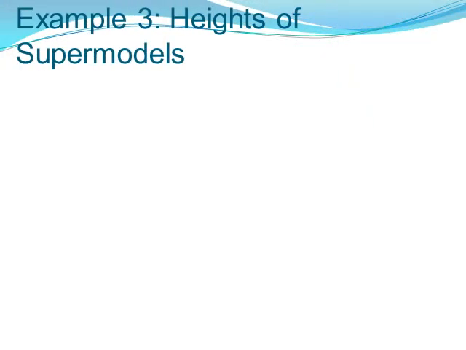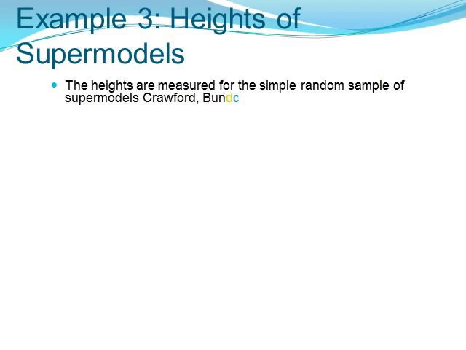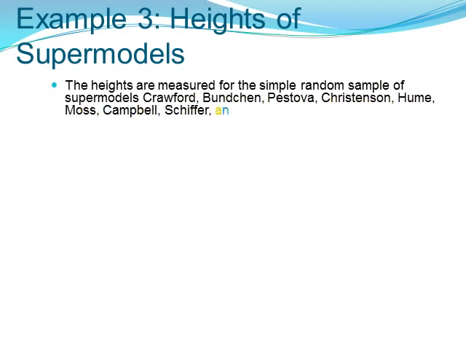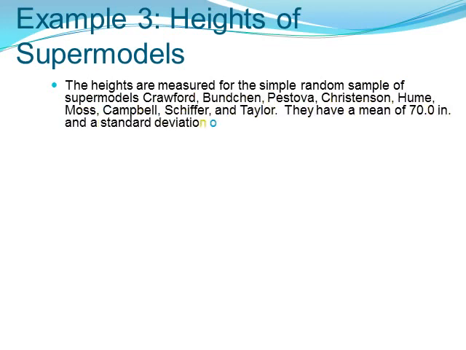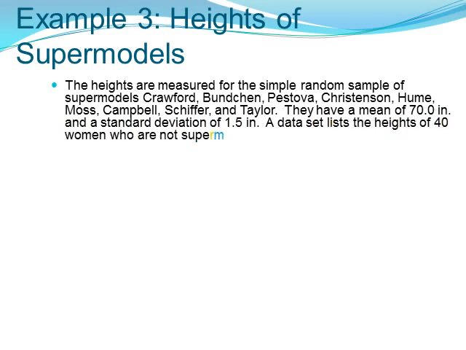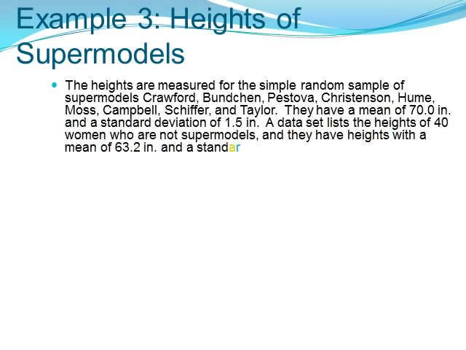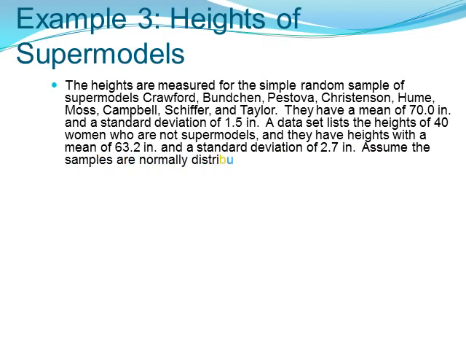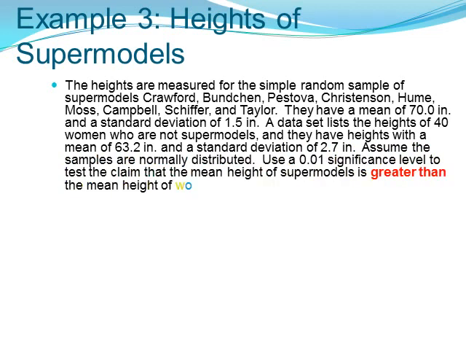For our third example, we're going to look at a study involving the heights of supermodels. The heights are measured for the simple random sample of supermodels Crawford, Bunchen, Pestova, Christensen, Hume, Moss, Campbell, Schiffer, and Taylor. They have a mean of 70.0 inches and a standard deviation of 1.5 inches. A data set lists the heights of 40 women who are not supermodels, and they have heights with a mean of 63.2 inches and a standard deviation of 2.7 inches.